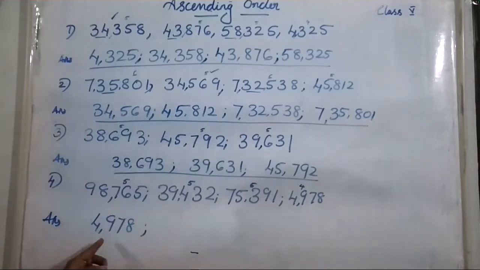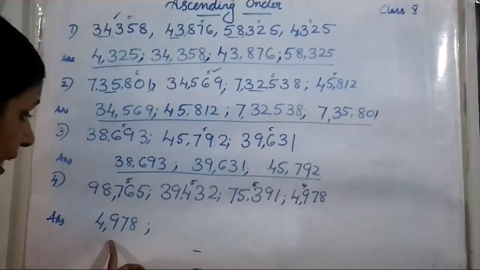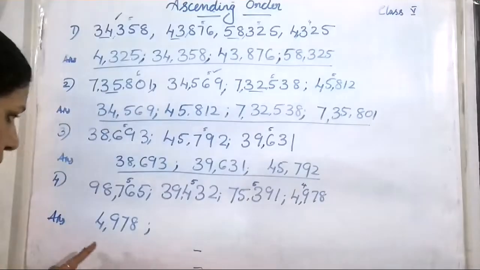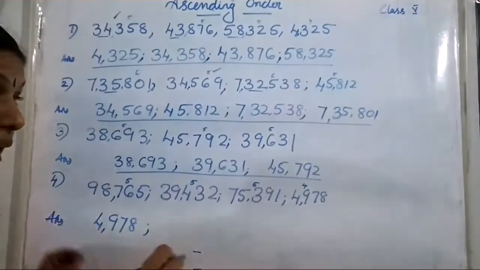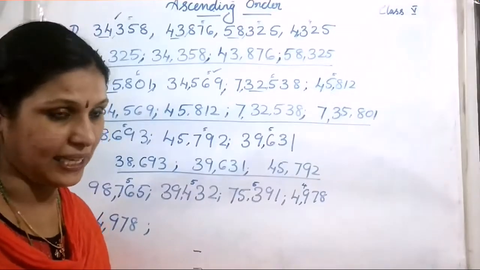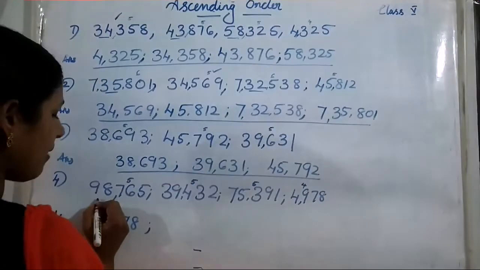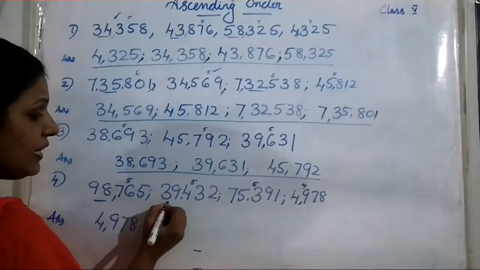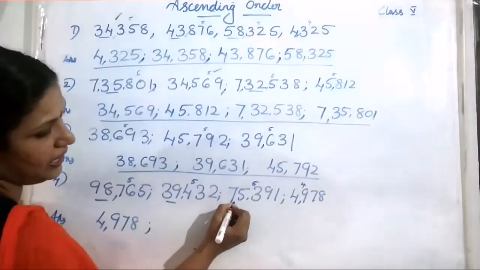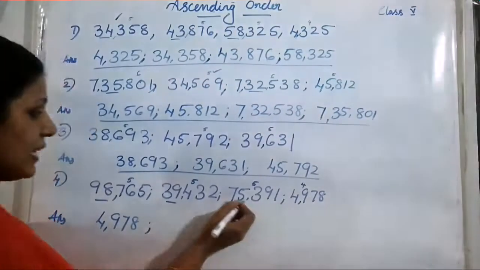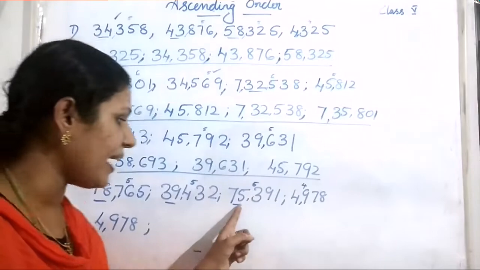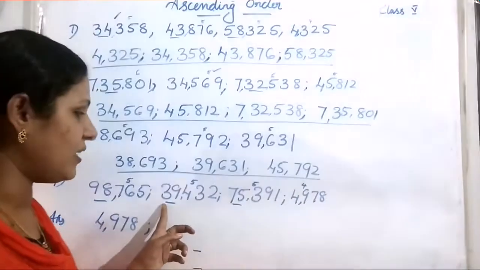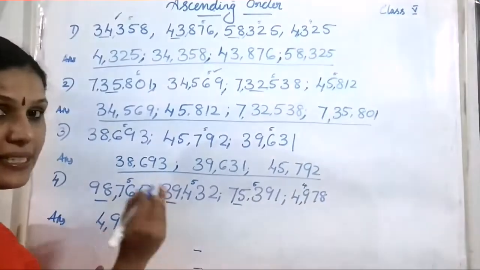So first number is here. The next is here, 5 digits. 5-digit numbers have come. So we select the highest place value. Here the highest place value is the 10,000 place. So here the number is 98. Here it is 39. Here it is 75. Comparing this 98, 39 and 75, which is the smaller one? 39 is the smaller one. So we write 39 in the second place.